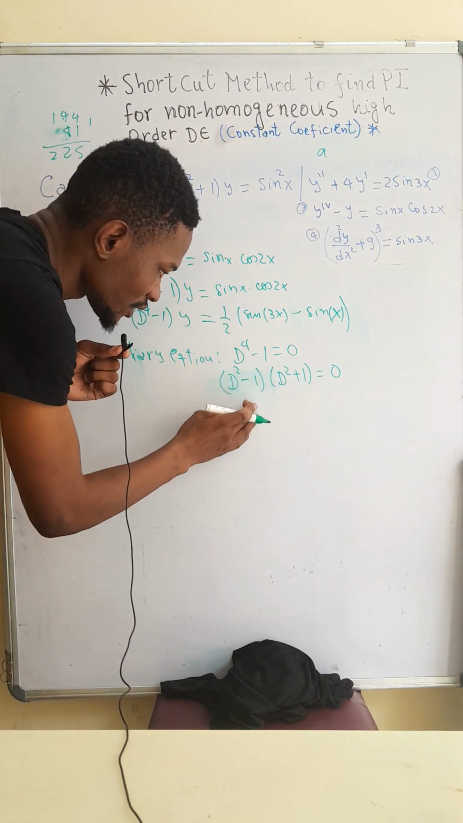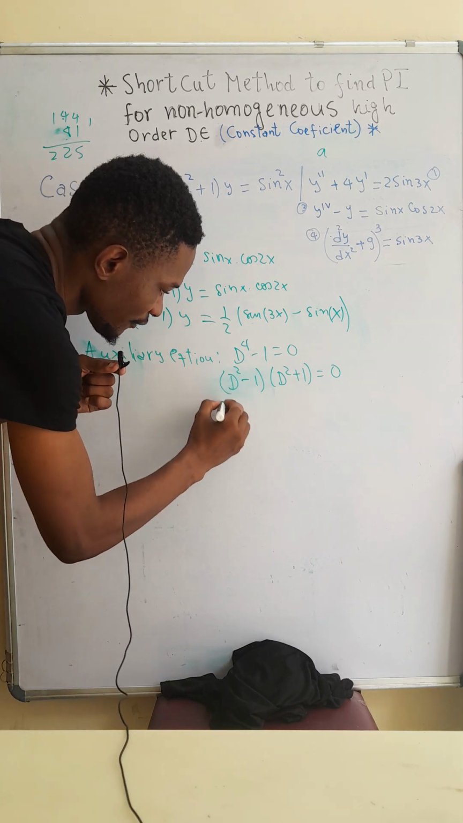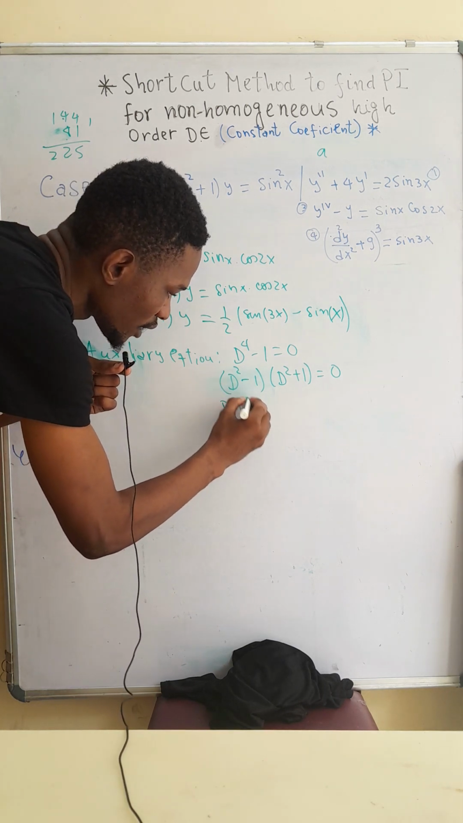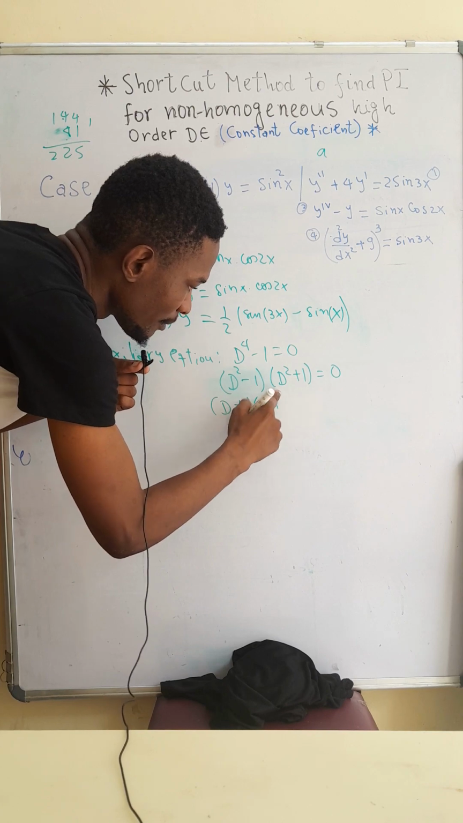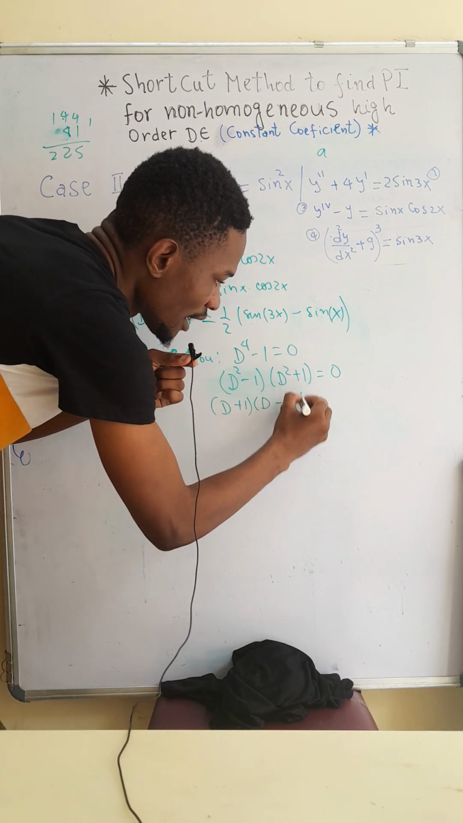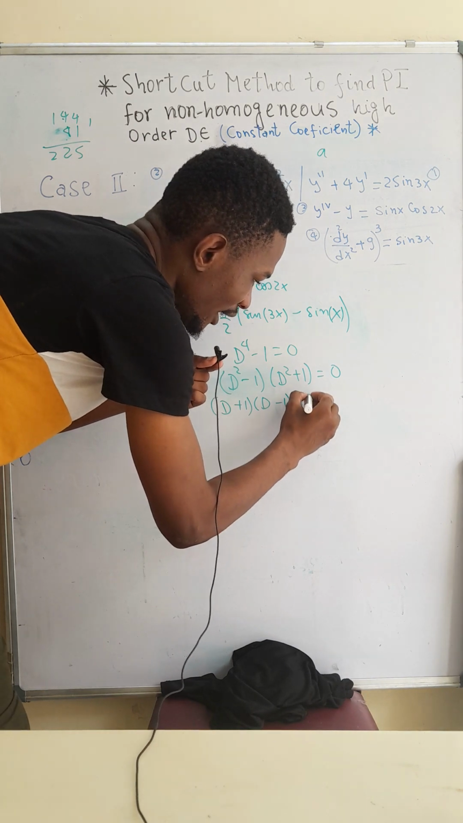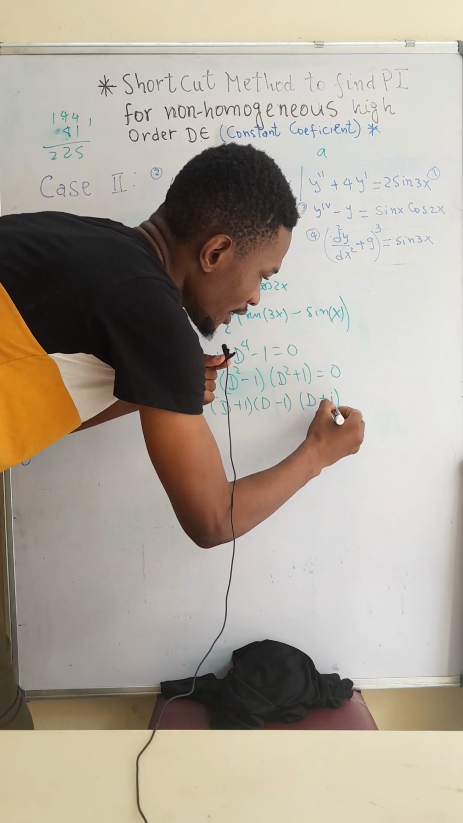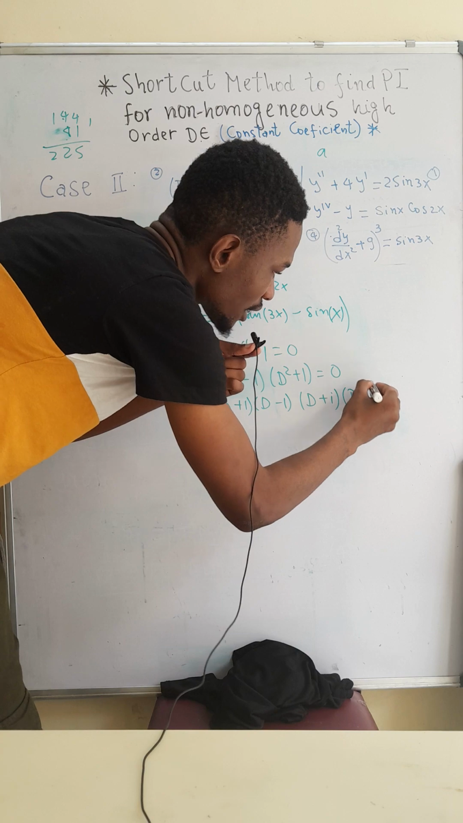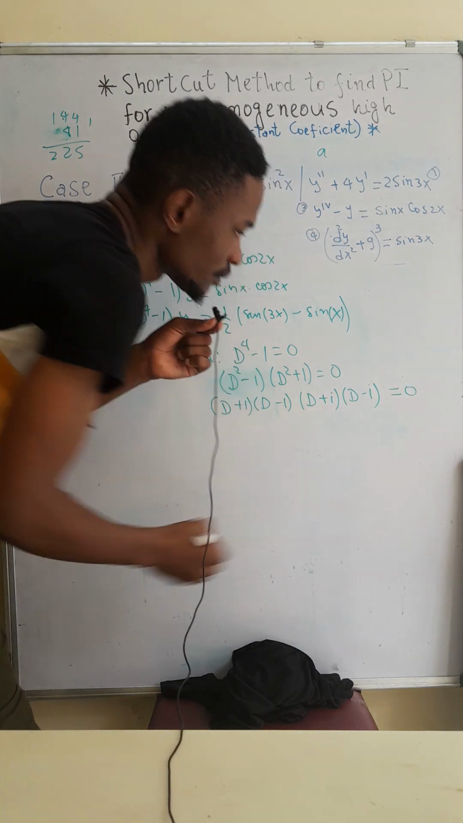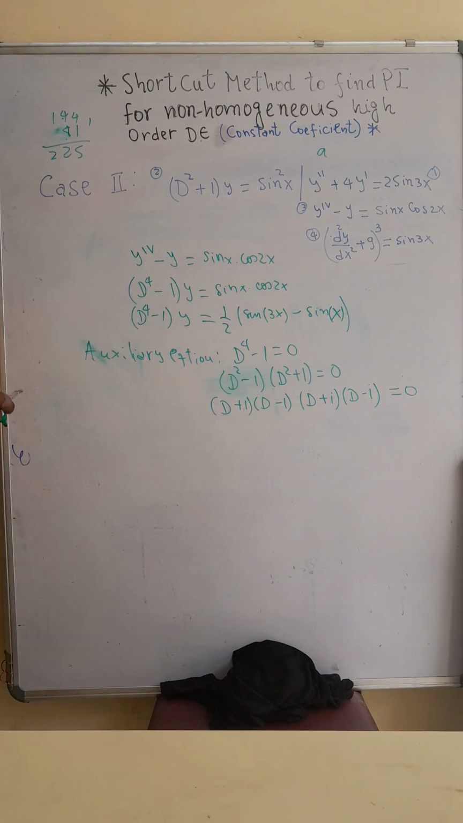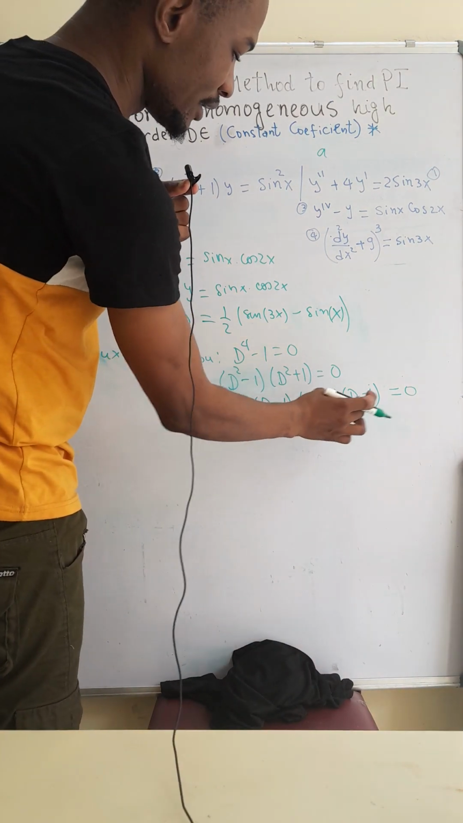Now, this expression right here is also a difference of sums. This will be d plus 1 and d minus 1. But here, you are going to have two different d's, like d plus i and d minus i, and it's equal to 0. That's the expression: d plus i, d minus i.